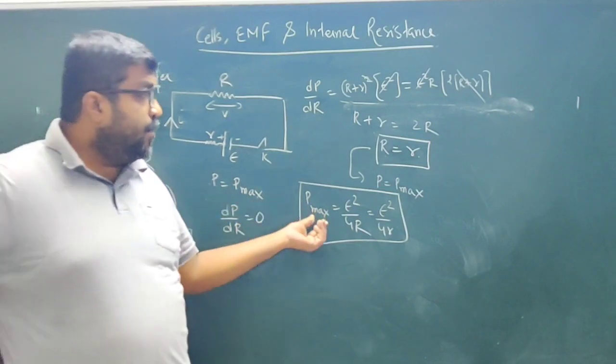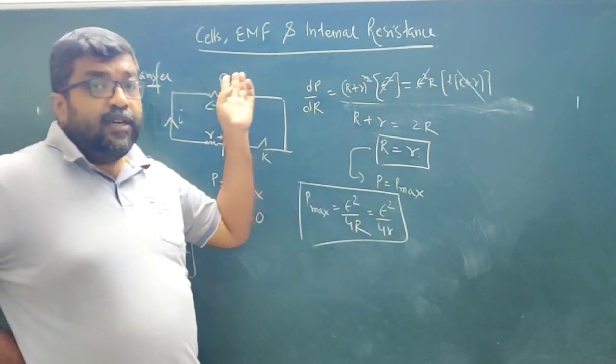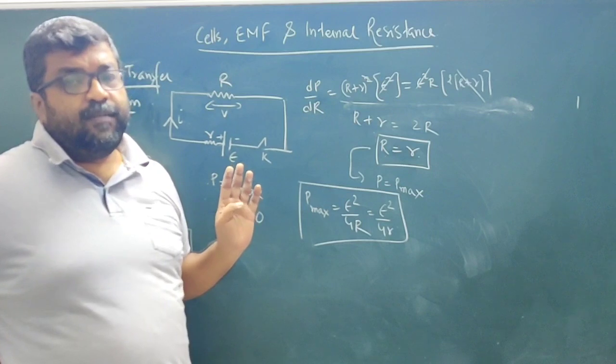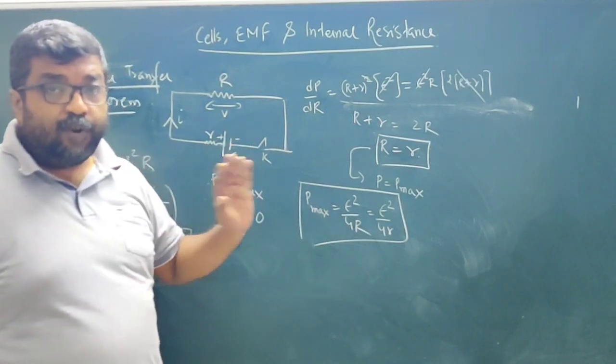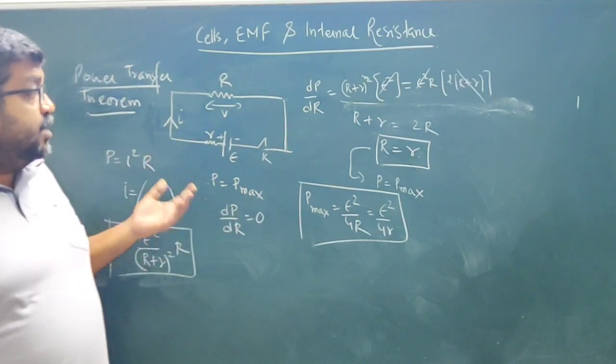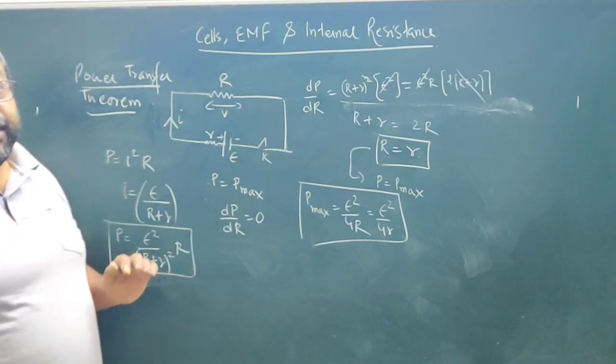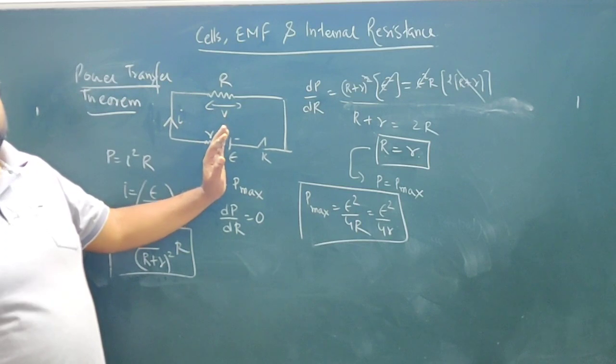See, for maximum power we have the condition: external resistance must be equal to internal resistance of the cell. External resistance is equal to internal resistance of the cell. This is the condition for maximum power. And the condition for maximum current is the cell is short circuited.